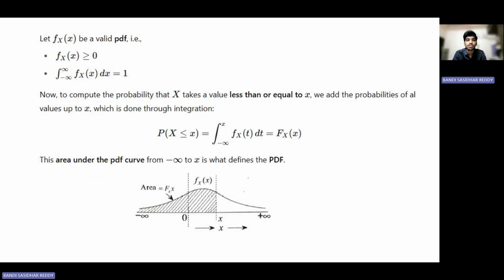From the above two properties, we are computing that P(X ≤ x) = integral from minus infinity to x of f_X(t) dt, which equals F_X(x). It shows the area under the PDF curve from minus infinity to x is what defines the capital F, the distribution function.